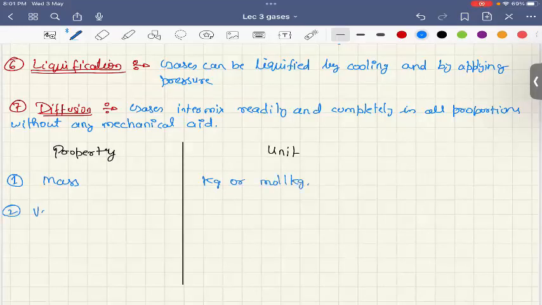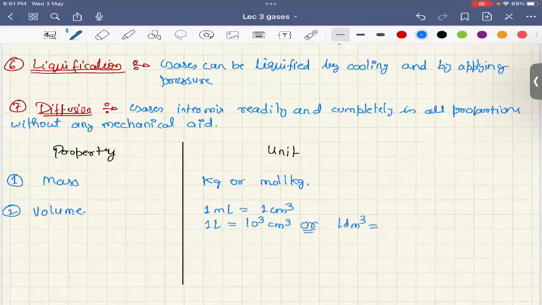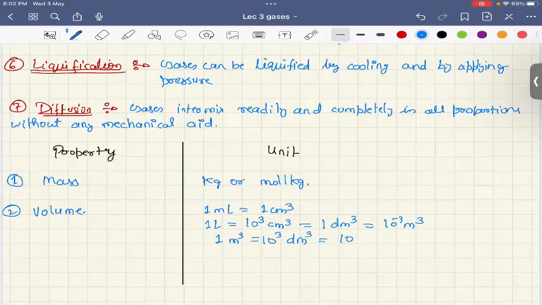Second is volume. The unit of volume: 1 ml is equal to 1 centimeter cube, and 1 liter is equal to 10 to the power 3 centimeter cube, or 1 decimeter cube, which is equal to 10 raised to power minus 3 meter cube. Hence, 1 meter cube is equal to 10 raised to power 3 decimeter cube, which is equal to 10 raised to power 6 centimeter cube, right?